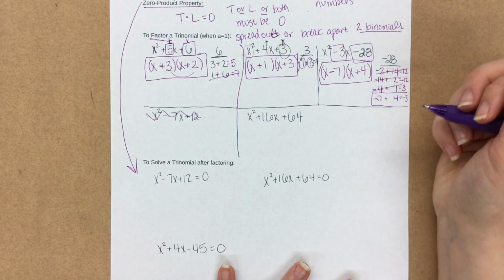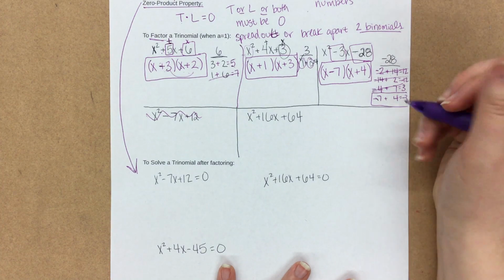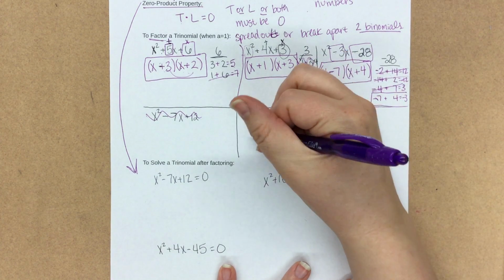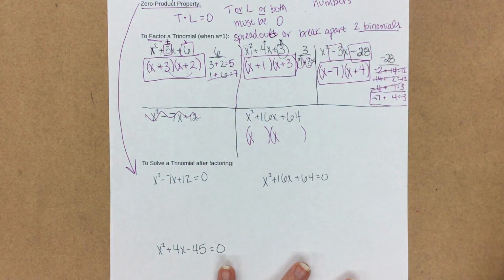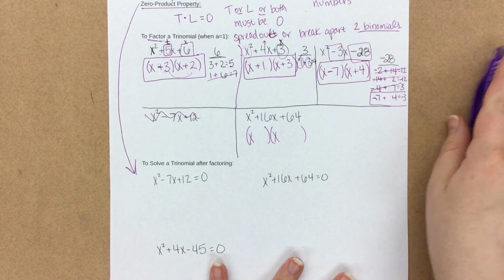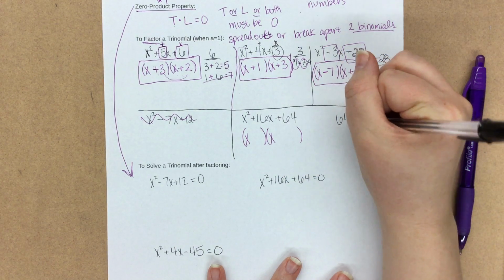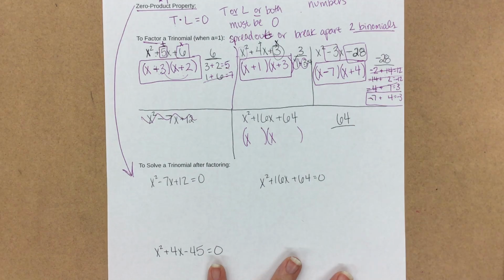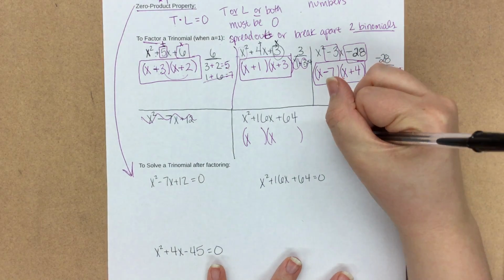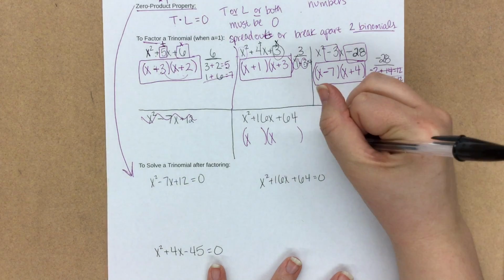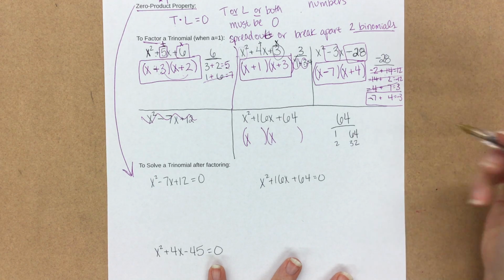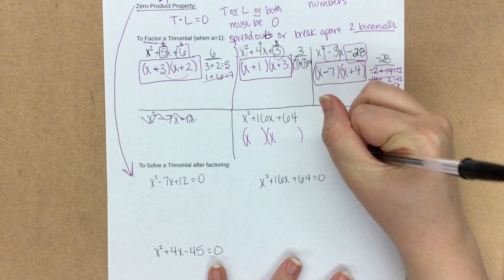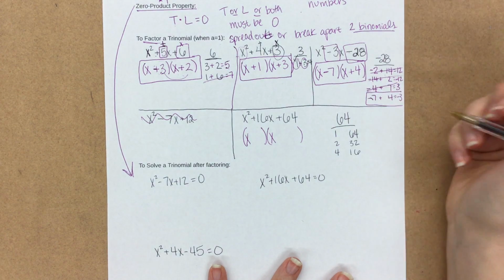So I have x squared plus 16x plus 64, so all nice positive stuff here. Put my x in each one, and then I'm going to list my factors of 64 that I think will create 16. So first off, 64 has obviously 1 and 64. There's 2 and 32. Does 3 go into it? No, 3 does not go into it. There's 4 and 16.